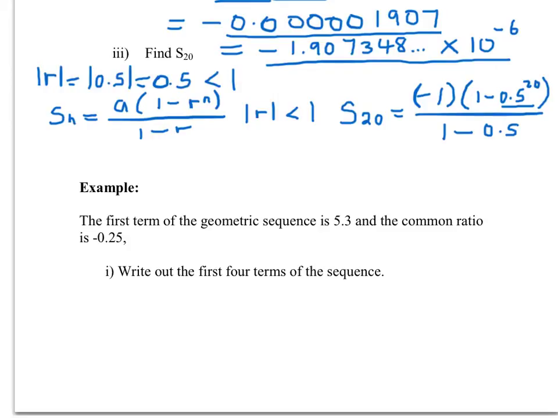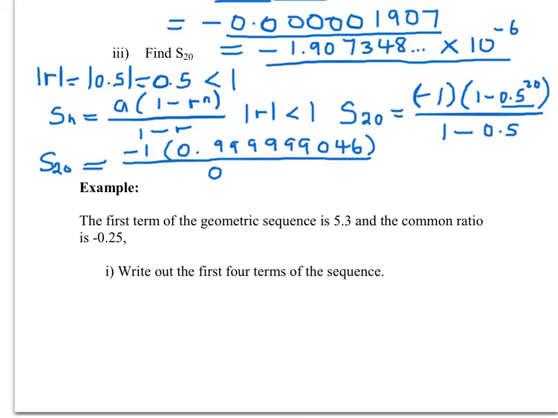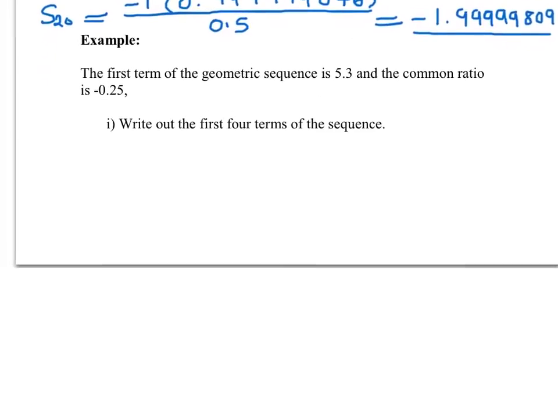So what we'll discover is that S20 is equal to minus 1 multiplied by 0.9999999046, and that's all divided by 1 minus 0.5, which is 0.5. And if we continue that, working that out in the calculator, we get that it's minus 1.99999809. There's 5 nines, and then there's an 809. So it's a value very close to minus 2. Now let's look at the next example.